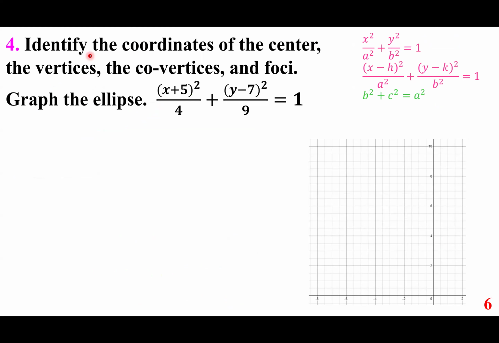Identify the coordinates of the center, the vertices, the co-vertices, and foci, and graph the ellipse. This is the general form. First and foremost, you notice it's centered at -5 and 7. A is 2, B is 3; A is the square root of 4, B is the square root of 9. So we are using this formula.